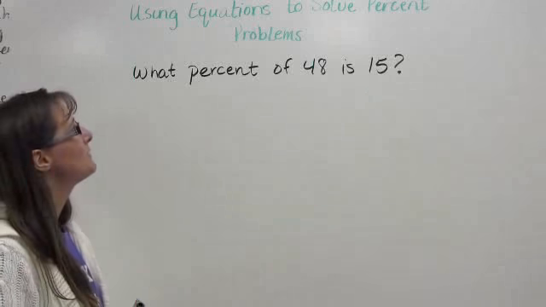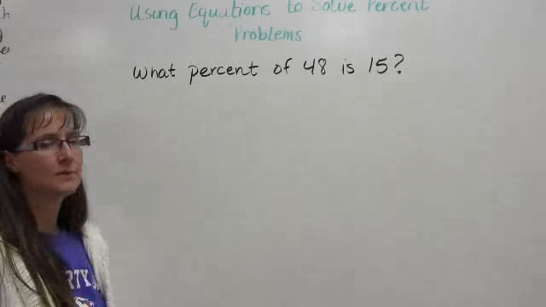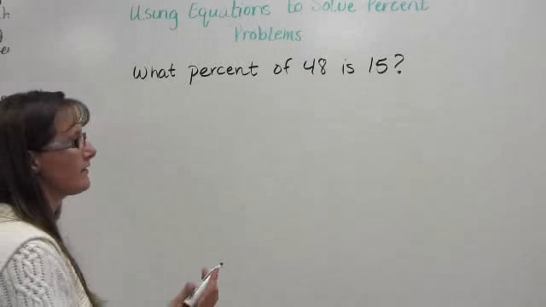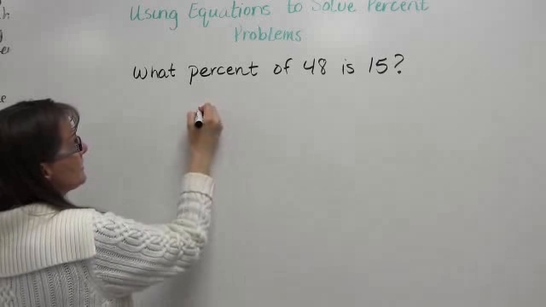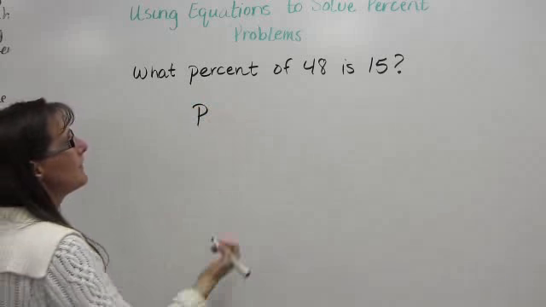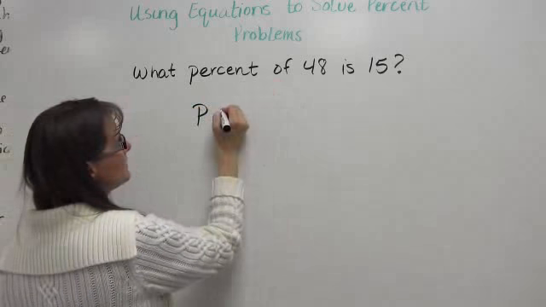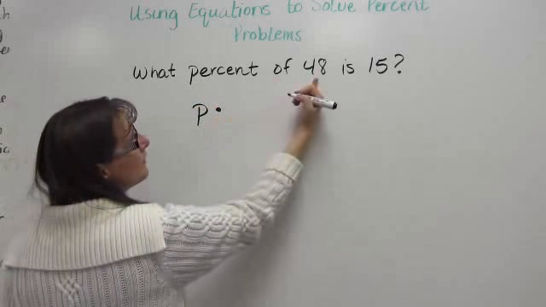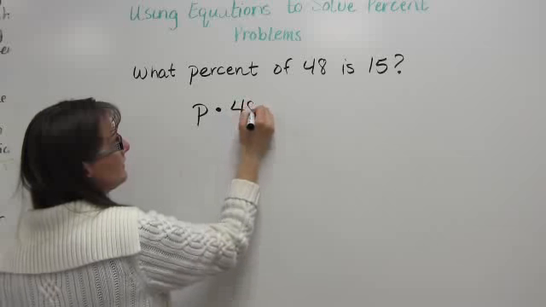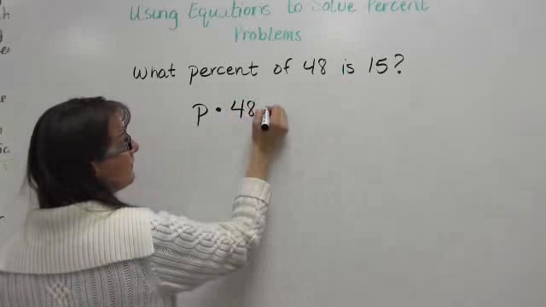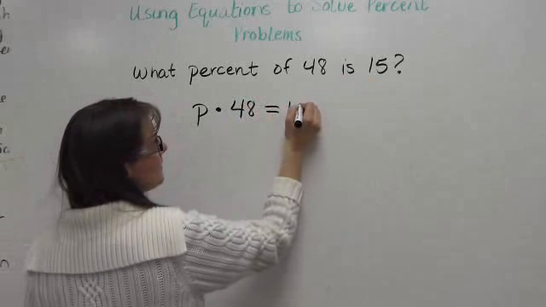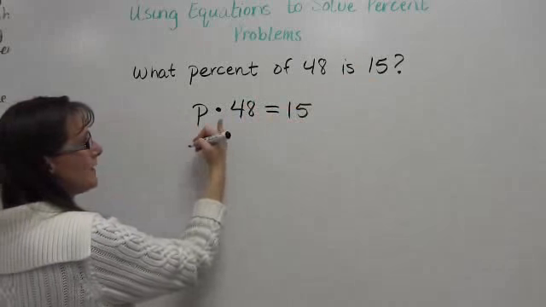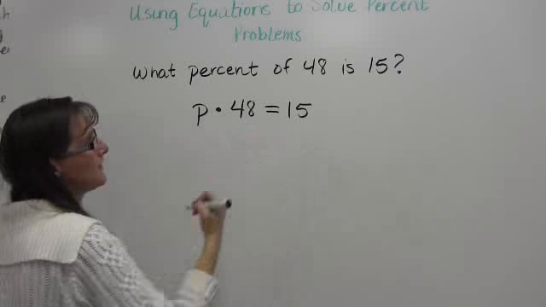Okay, so here we have what percent of 48 is 15. So we're going to go ahead and change that into math. We're going to replace the words "what percent" with a variable. I'll just go ahead and use P for percent. Remembering the word "of" means to multiply, 48 comes straight down. Bring my "is" down in the form of an equal sign. And bring my 15 down into this equation. And I have P times 48 equals 15.